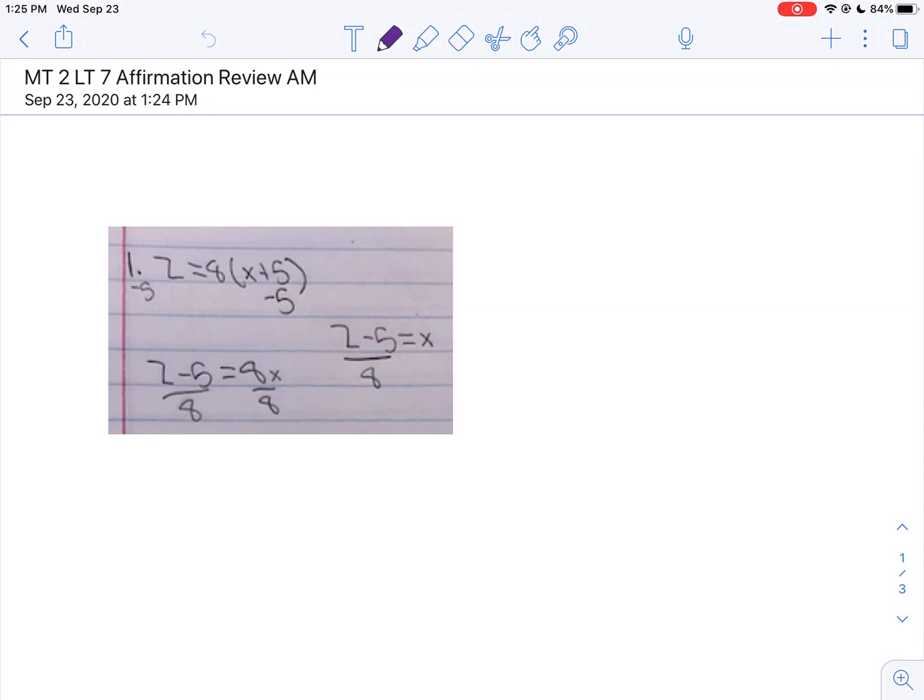MT2LT7 affirmation. Thank you for sending me your work. It really helps me understand what you're thinking, or in this case, what your misconceptions are. Let's start with question number 1.